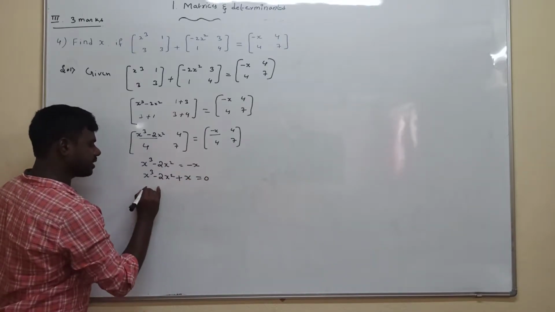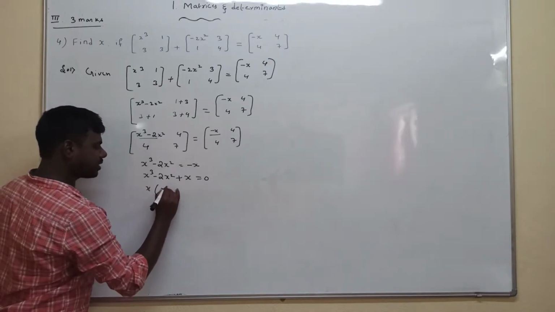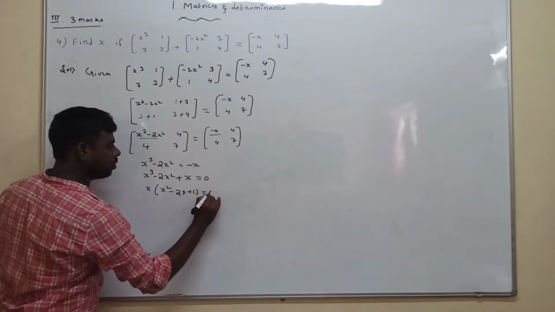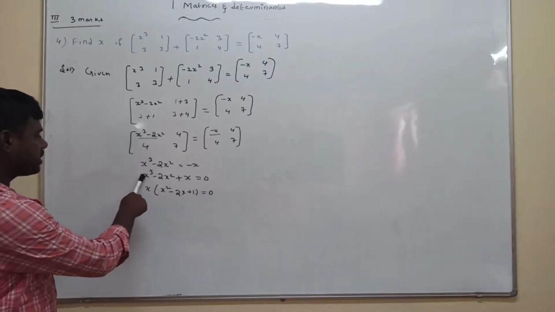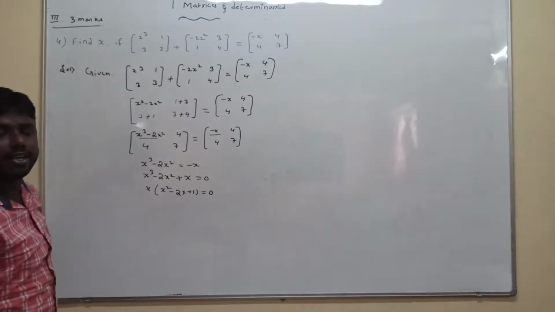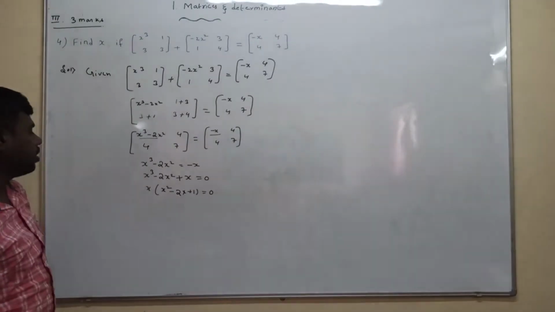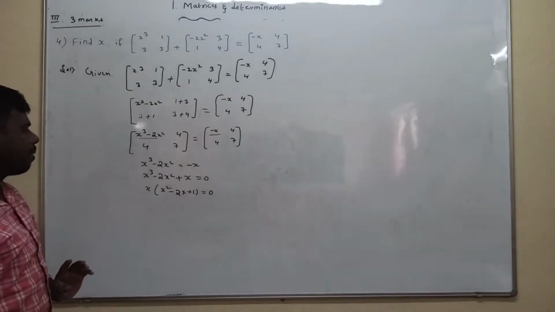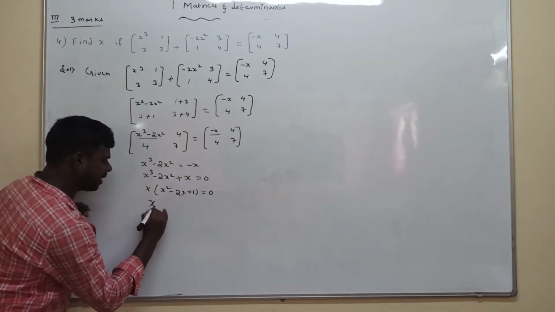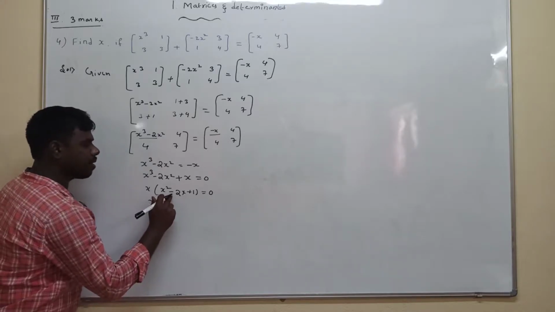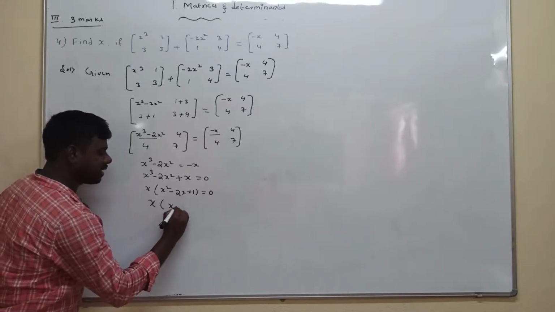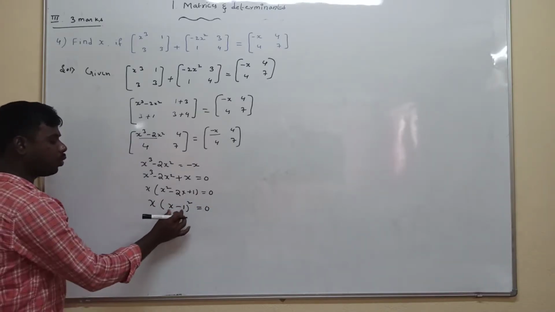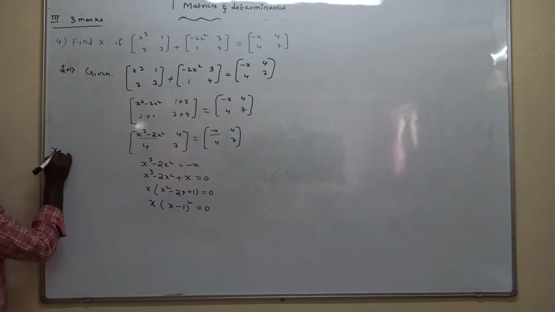In these three terms x is common, so take x outside: x into x square minus 2x plus 1 is equal to 0. Remaining on the left is x square minus 2x plus 1. Next, x square minus 2x plus 1 can be written as x minus 1 whole square, so x into x minus 1 whole square is equal to 0.